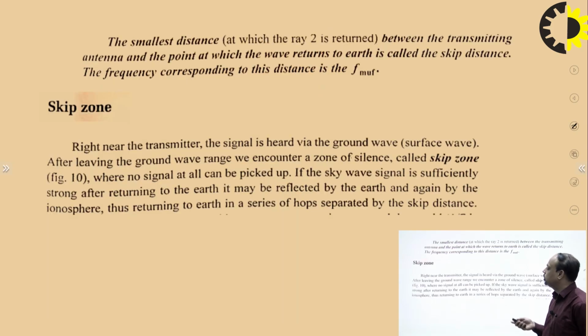This zone is known as the skip zone, because even though it is very near to the transmitter, the signal is not received, because the signal goes into space and is reflected by the ionosphere. Due to this, a large area near the transmitter is not covered by sky wave propagation, so we use another method to communicate, like ground wave propagation, as in this figure.